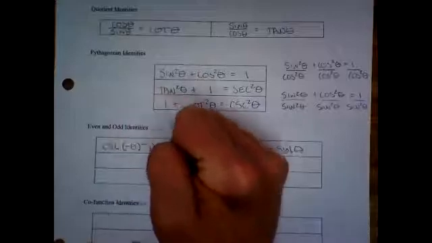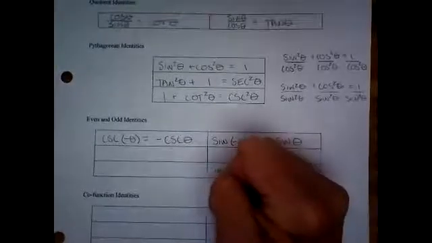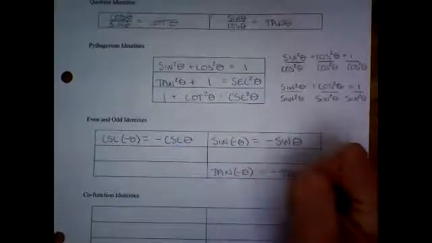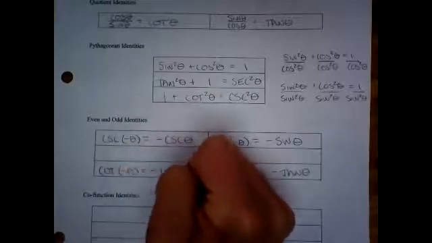So cosecant of negative theta would give you negative cosecant of theta. And the same for all the other odd ones. So those are all the odd ones. If you plug in a negative angle, you're going to get a negative result.